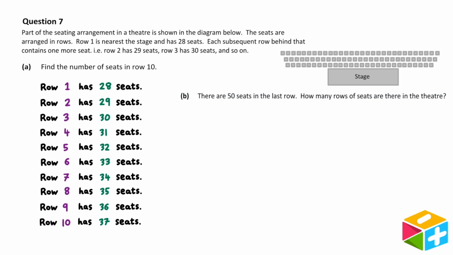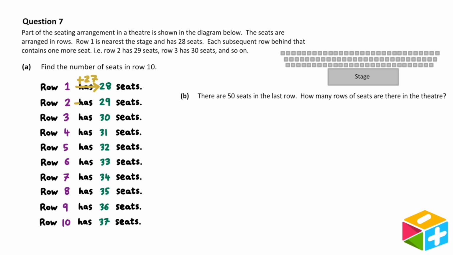To solve this question, we should try to spot the relationship between the row number and the number of seats. Row 1 has 28 seats. Since we need to add 27 to get from 1 to 28, the number of seats is 27 bigger than the row number.